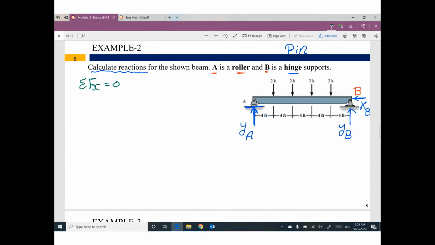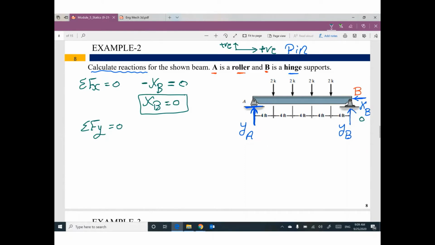Actually, we have negative XB. Why negative? Because I assumed it to the left. This is the positive direction for x and this is the positive direction for y. I assumed it to the left, so it should be negative. Anything else? Do you have any other forces in the x direction? I don't think so. So XB equals 0. This is the first reaction.